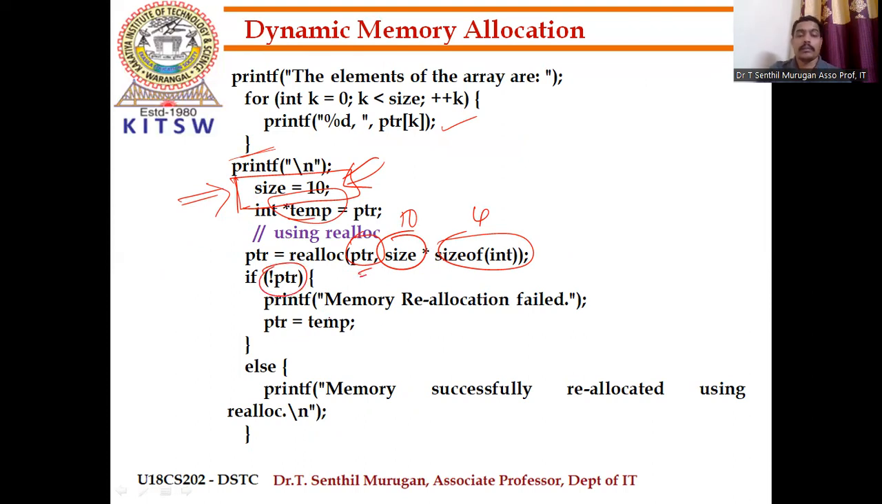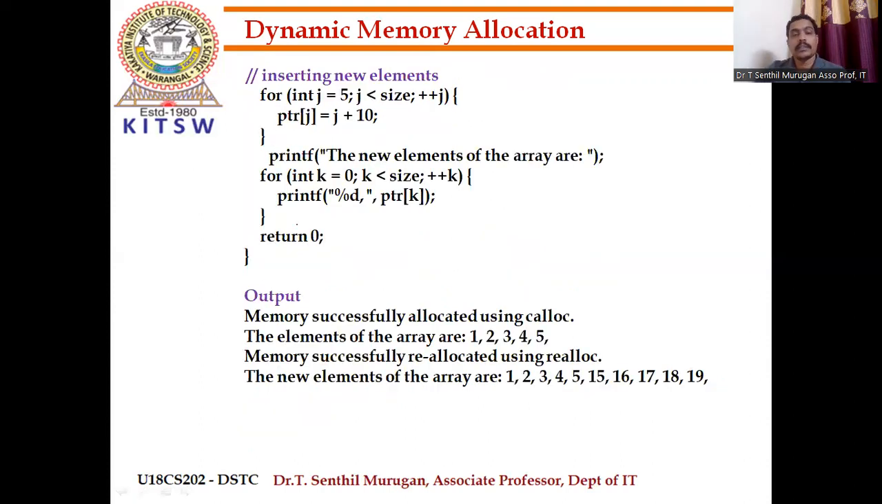If not pointer, it means memory reallocation failed. If you are not getting a pointer, the allocation failed, otherwise the temporary value will be assigned to the pointer. Else, memory is successfully reallocated using the realloc function. After reallocation, as before, we can print the continuous values up to the given number of elements.